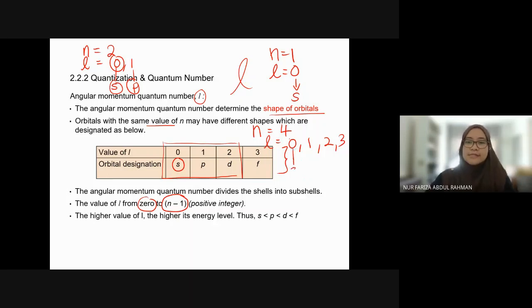So 0 is S, 1 is P, 2 is D, 3 is F. The reason it should start from 0 actually is because the higher the value of L, the higher its energy level. So S has the lowest energy compared to P, D, and F. So by right, F has the highest energy. So that's why S, P, D, F. F is the highest.